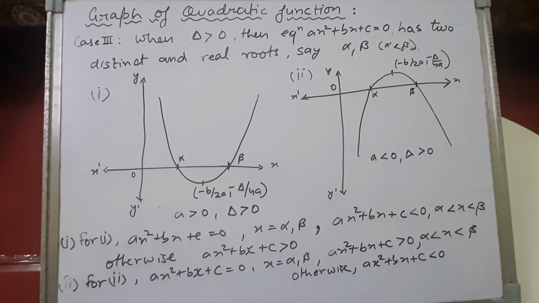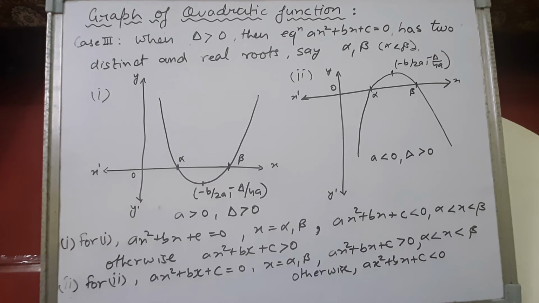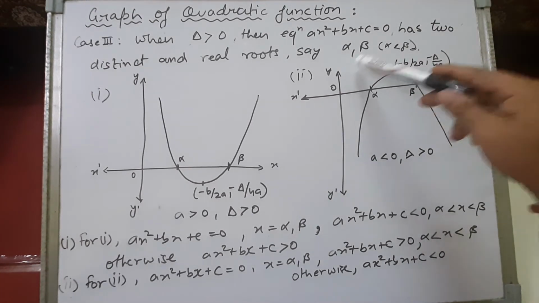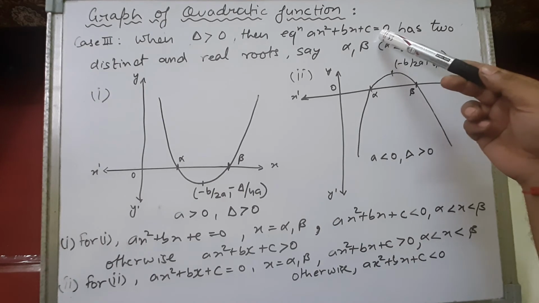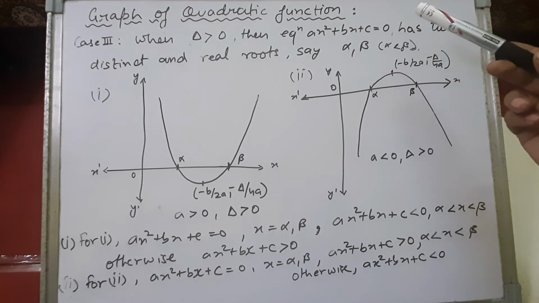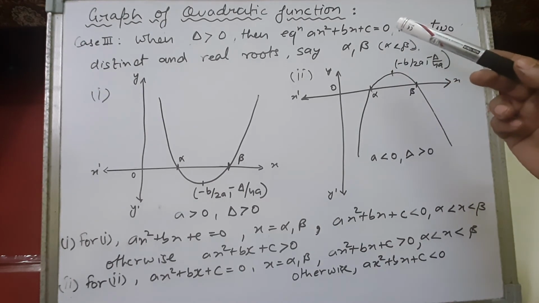Now children, let's discuss the third case of the graph of the quadratic equation when the discriminant is greater than 0. We have studied earlier that when the discriminant is greater than 0, then the roots of the quadratic equation will be distinct and real. Here I have assumed that the roots are alpha and beta. So whenever we draw the graph of the quadratic equation, this will form a parabola whose vertex is minus b upon 2a, comma, minus delta upon 4a.